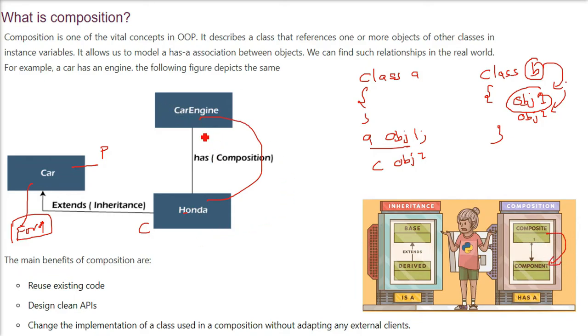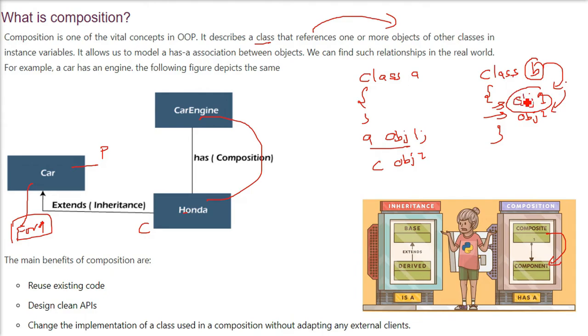So class B has A, class B has C, like a Honda has a car engine, a Ford has a car engine. So in the Honda class, you are putting the object of the car engine class. So it describes a class that references one or more objects of another class in an instance variable. So it models a has-a association between objects.